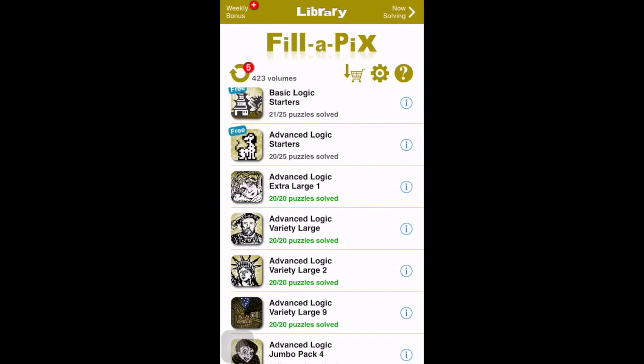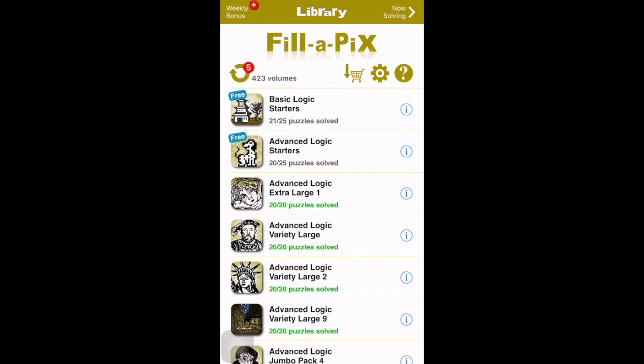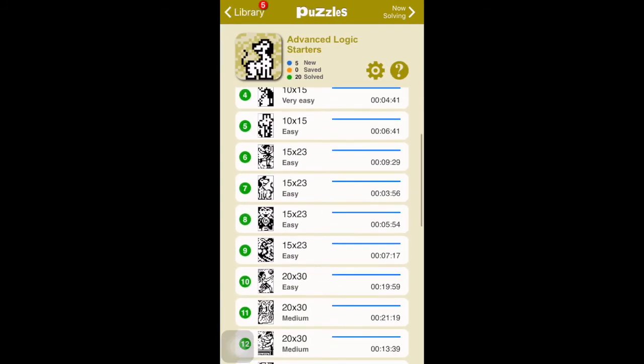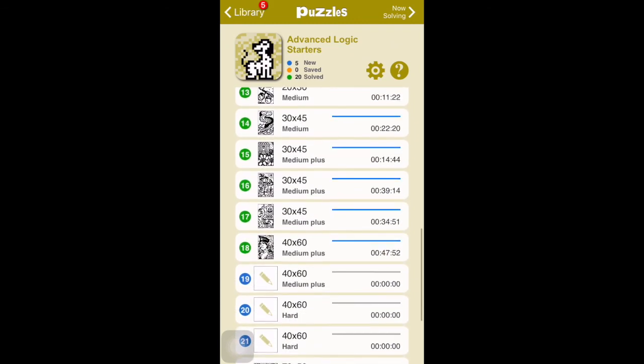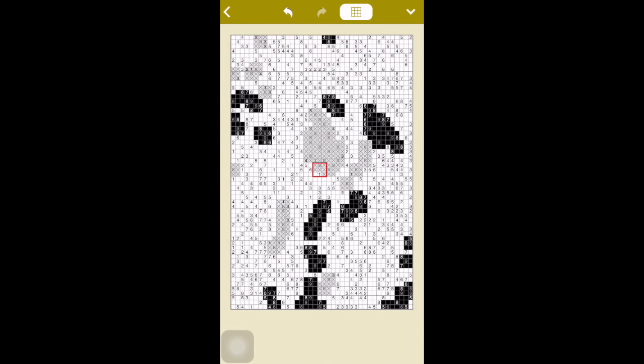And in this video, I'm going to continue the Advanced Logic Starters, which is the second pack from the top that comes with the app, and do the next one, which is 19.